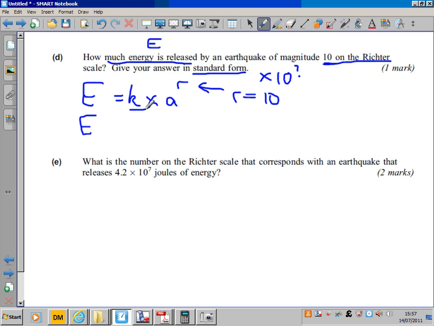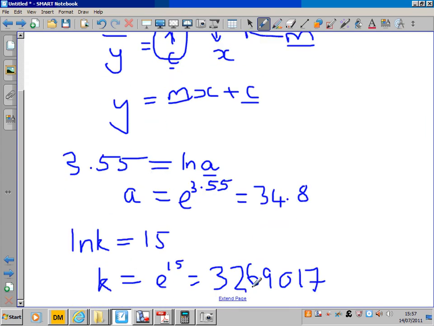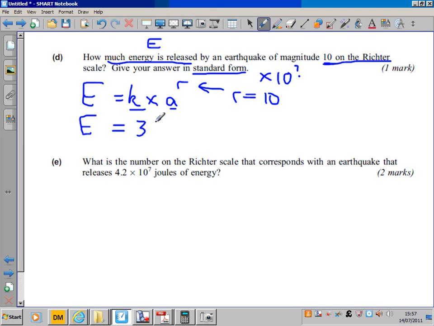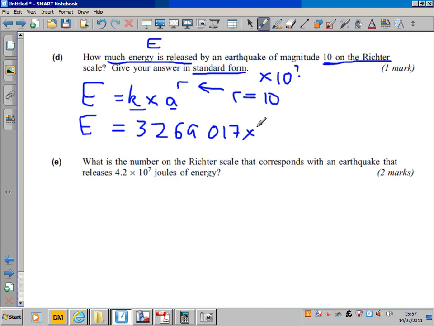I also need to sub in my K and my A from earlier. So let's just write down what they were. So K, that was here, 3269017, times by my A, which is written here, which is 34.8, to the power of 10.